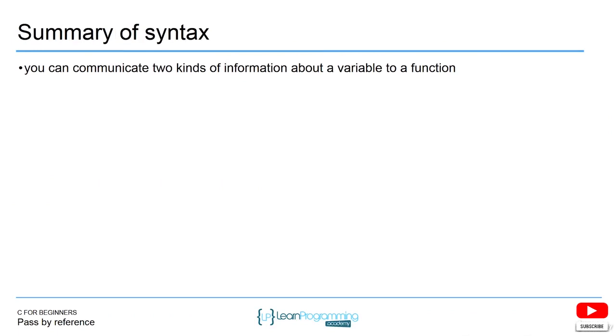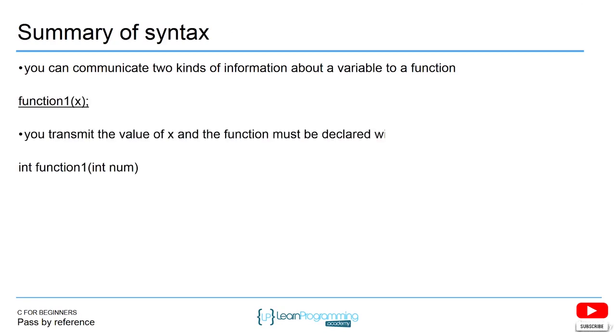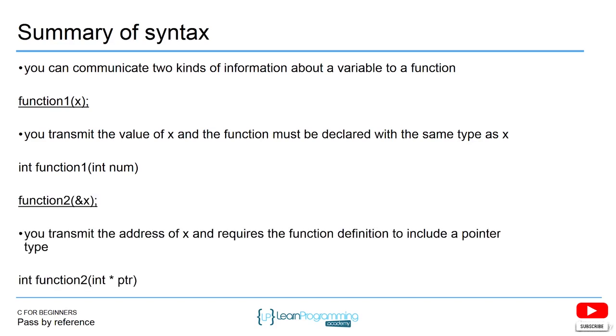So let's summarize the syntax. I kind of already did, but let's go through it in more detail. You can communicate two kinds of information about a variable to a function. You can transmit the value of x, and the function must be declared with the same type as x. Right? We know that. Whenever we pass data to a function, we have to have the same types when we call it. And here we have int function1 to invoke it, and it's defined as an int num. So when we transmit the value of x, they have to be declared with the same type.